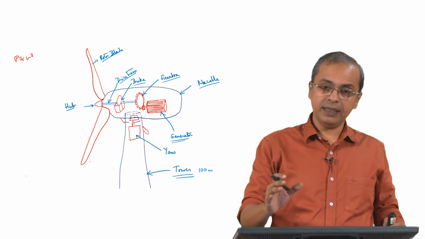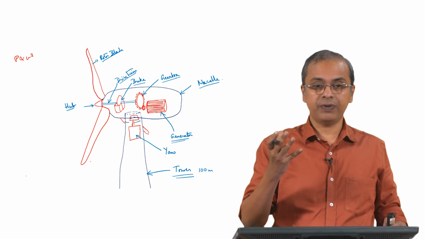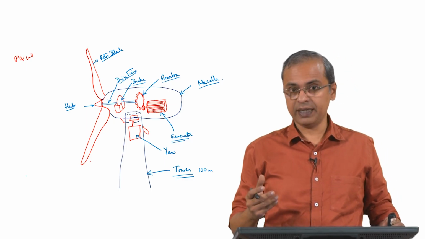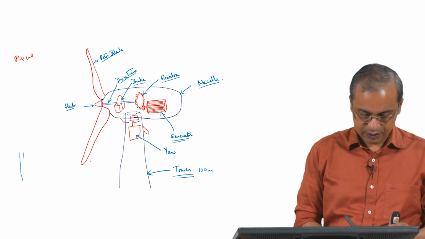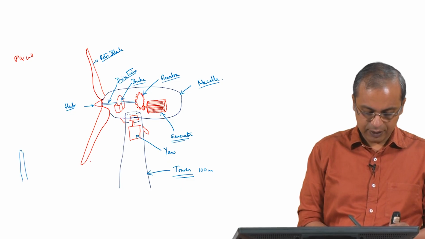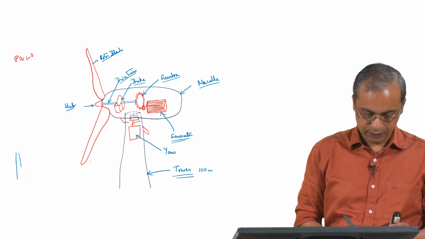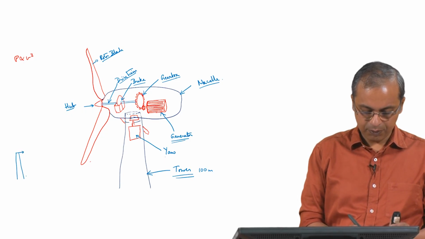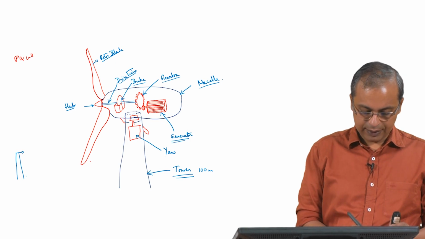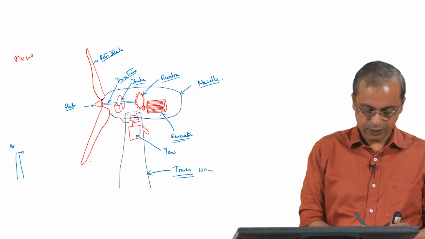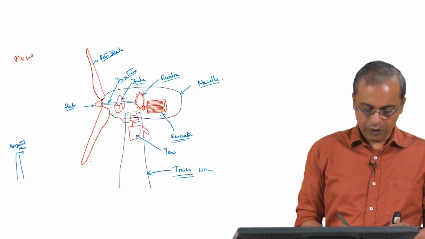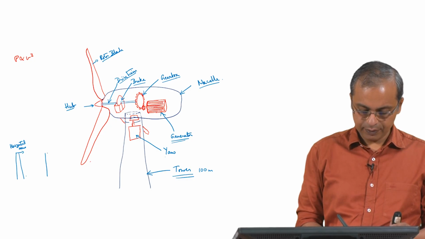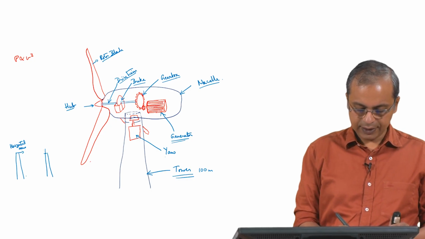Now, as you can imagine, when we discuss this idea of a horizontal axis versus a vertical axis, I pointed out that in the horizontal axis you have the tower and the axis is like this, pointing towards the wind. This is the horizontal axis. You can also have a vertical axis, where the axis is pointing upward.